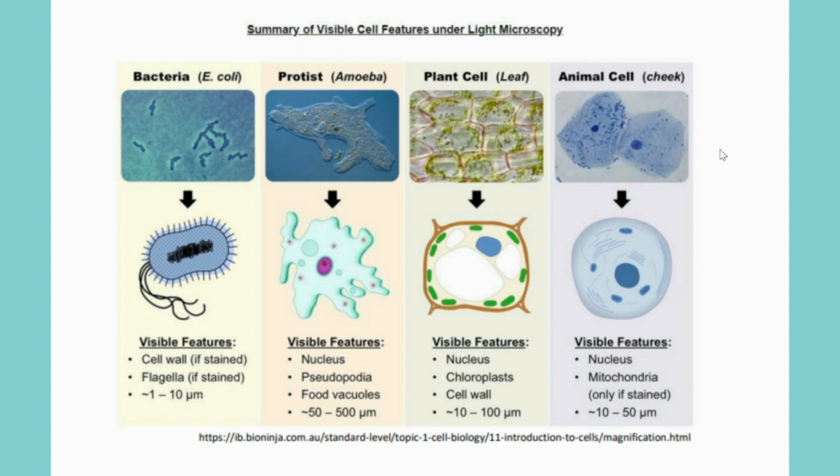And this is just a summary of the visible features that you can see under light microscopes. For example, for bacteria, amoeba, plant cells, animal cells, what are certain things that you will see under light microscopes. So do take note that under light microscopes, you can see your nucleus, your mitochondria, your chloroplast, cell wall, cell membrane, but sometimes you won't be able to see other specialized and much smaller organelles, like your ribosomes and RER, your SER. So for that you will need an electron microscope to be able to see those parts.